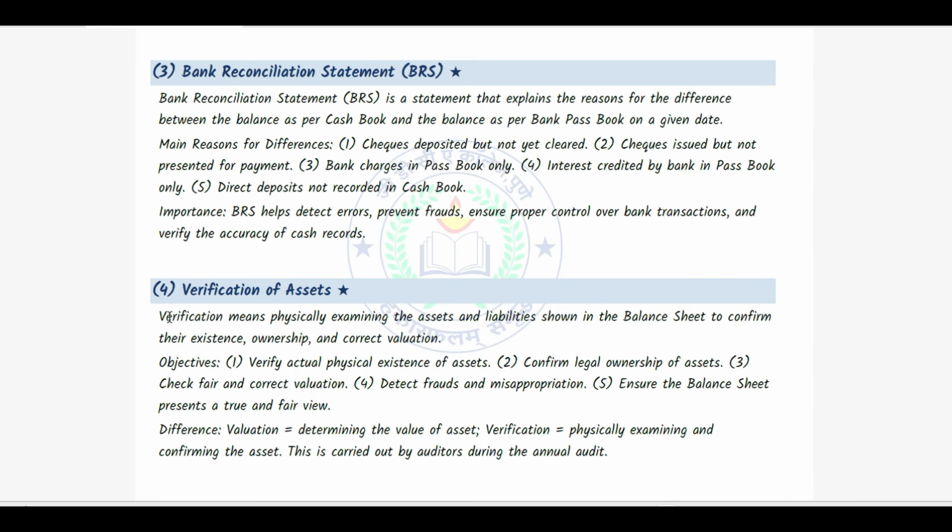Number four, verification of assets. Verification means physically examining the assets and liabilities shown in the balance sheet to confirm their existence, ownership, and correct valuation. What are the objectives of it? Number one, verify actual physical existence of assets. Number two, confirm legal ownership of the particular assets. Number three, check fair and correct valuation. Number four, detect frauds and misappropriation in the assets. Ensure the balance sheet presents a true and fair view.